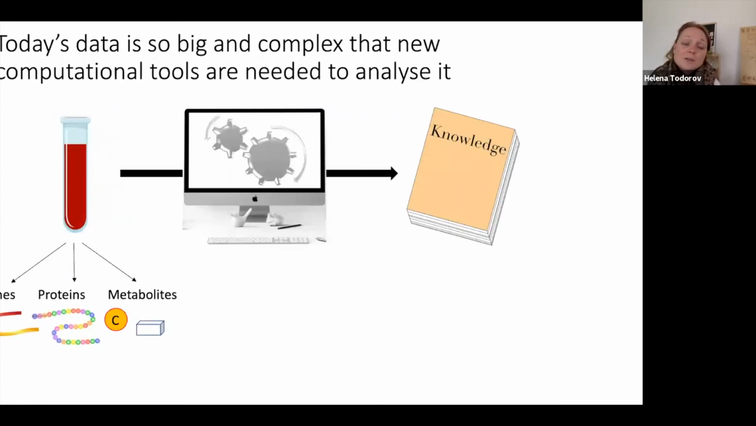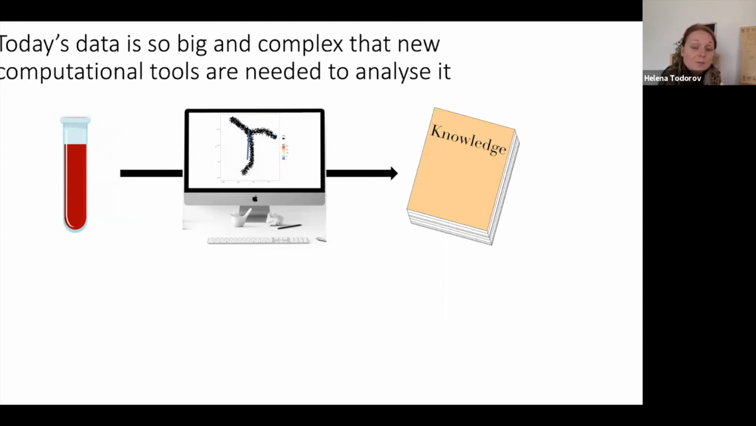So today we can measure many things in biological data. We can measure genes, proteins, metabolites, but also many other things. And this typically results in very large and complex data sets, which is why we now need computational tools to help us to analyze these complex and huge data sets and to extract knowledge out of it to produce, for instance, better vaccines or better drugs.